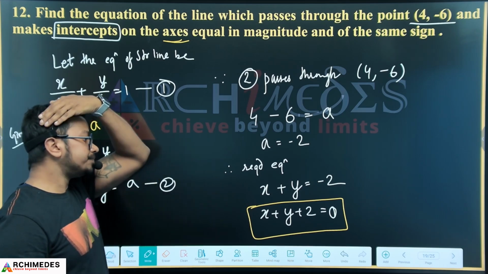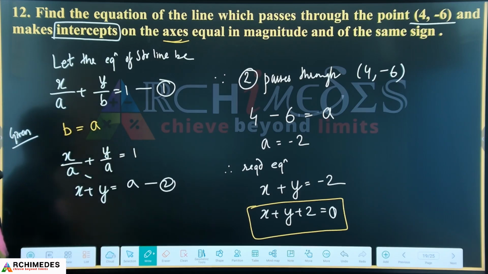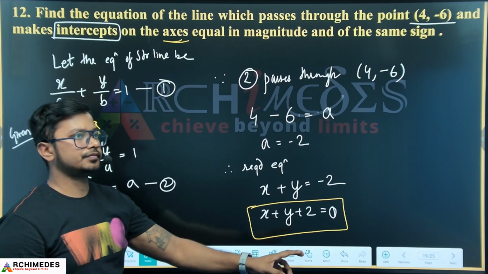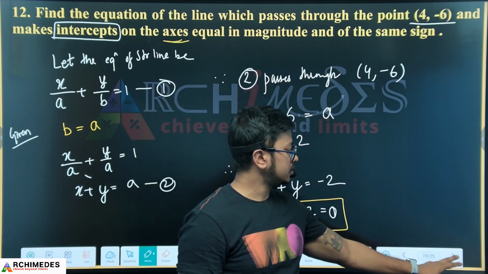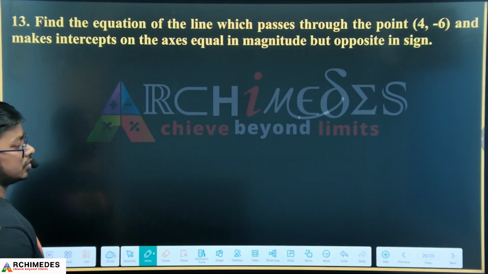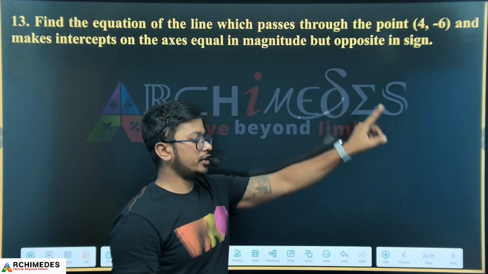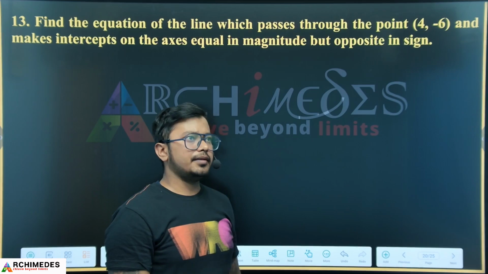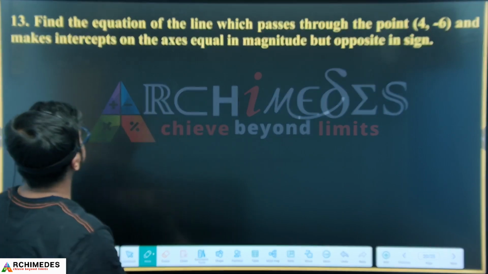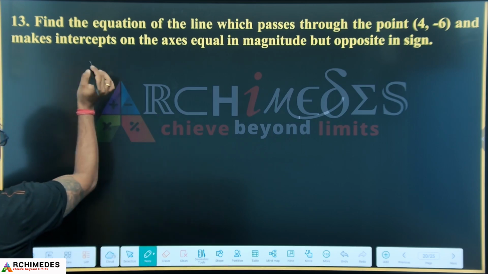Let's look at the second question. Clear? Just give the number only. Okay, let's go. Find the equation of the line which passes through the point (4, -6) and makes intercepts on the x-axis and y-axis equal in magnitude but opposite in sign. So it is the same; now I will not write in all the language.